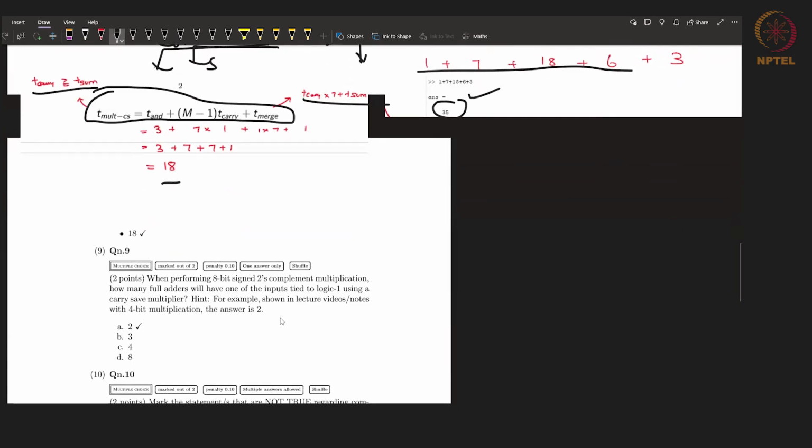Okay. Question number 9. When performing 8-bit 2's complement multiplication, how many full adders will have one of the inputs tied to logic 1 using carry save multiplier? So for this, go back and look at the lecture videos. For a 4-bit example, you will see that only two of the full adders will require tying the logic to be 1. And if you extrapolate and add another row for another bit, let's say a 5-bit 2's complement multiplier, you will again see that only 2 is needed. So the answer always remains to be 2.